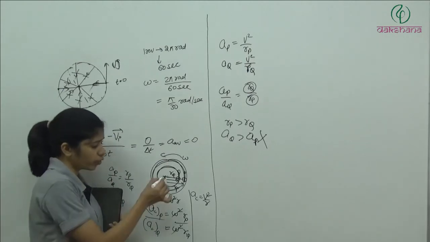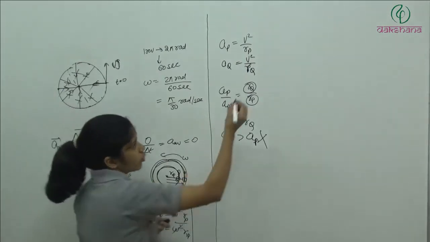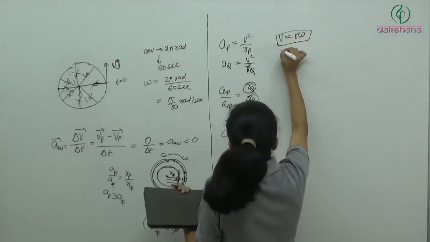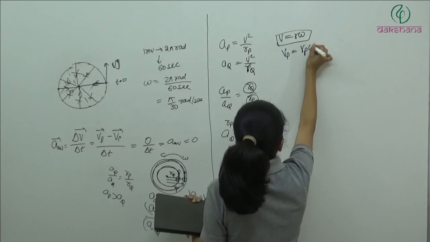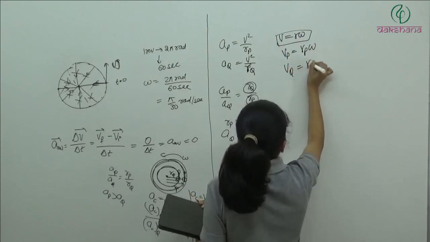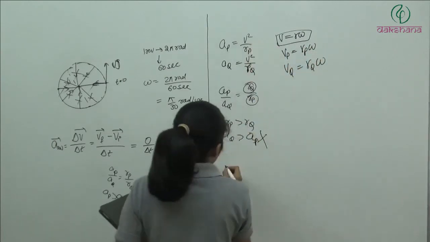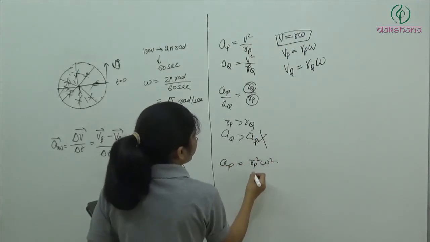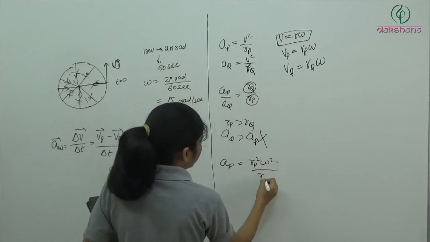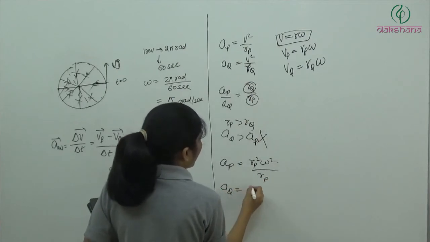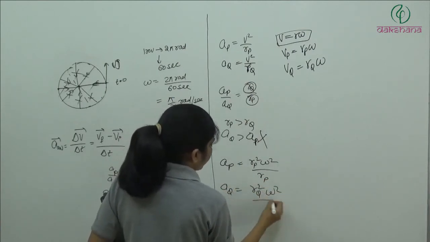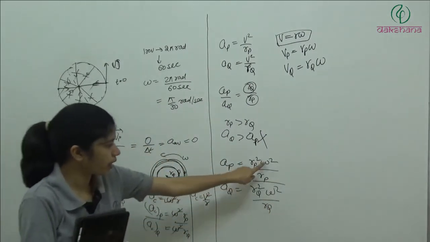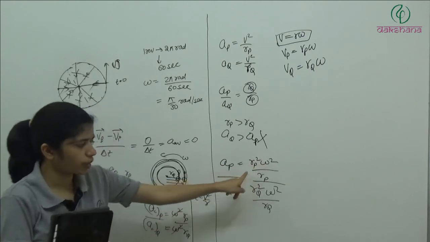So if you want to find out linear velocity, what we will do? V is equal to nothing but R omega. So V for P will be Rp omega and V for Q will be Rq omega. Now put it here. So AP is equal to Rp square omega square divided by Rp, and AQ is equal to RQ square omega square divided by RQ. Now divide it. Now it is the same thing. Omega square and one R gets cancelled, so omega square R.